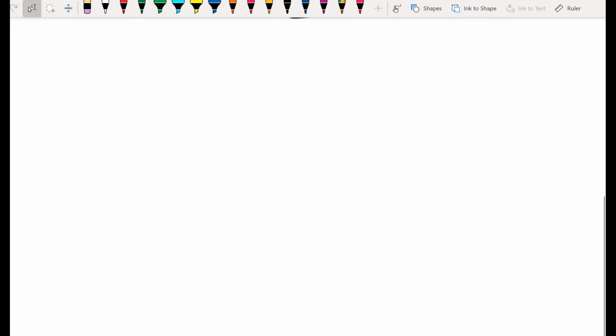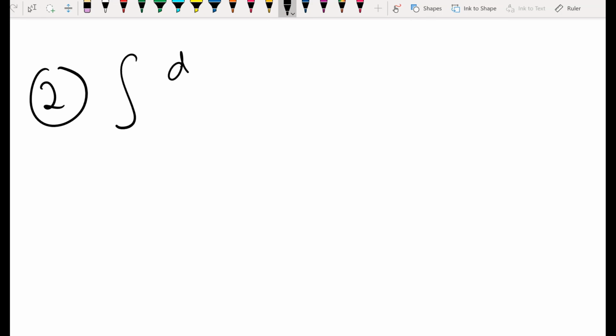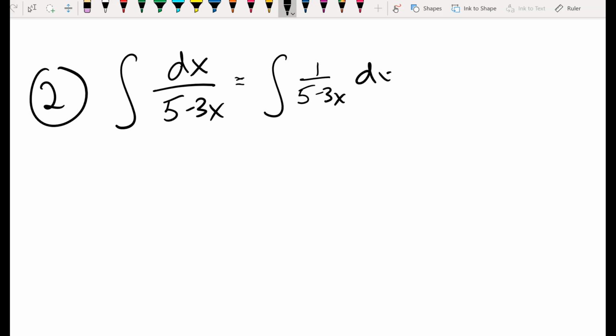For number 2, we could find another indefinite integral. I want to integrate dx over 5 minus 3x. Now, if you're having trouble seeing what this is, it's the same as if I had the integral of 1 over 5 minus 3x dx, but they represent the same thing. And it really looks like there's only one good candidate for u here, and that's that denominator. So I'm going to let u be equal to 5 minus 3x.